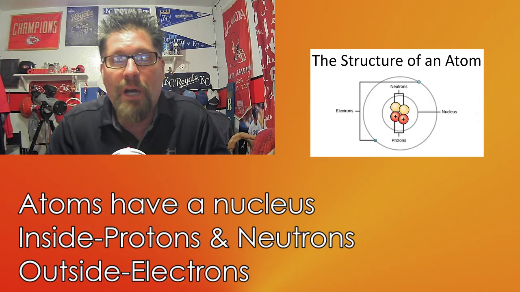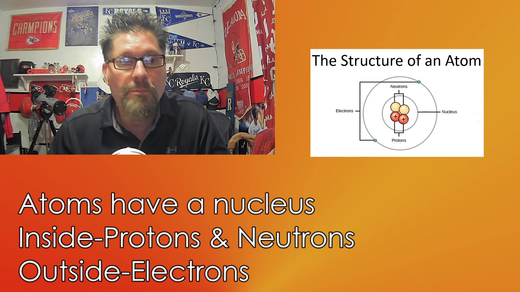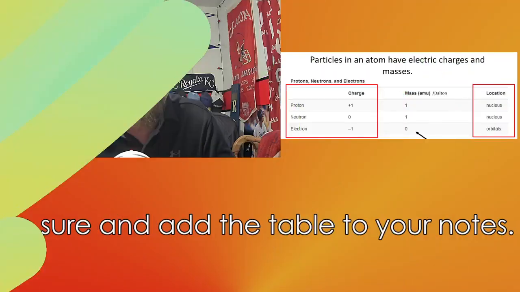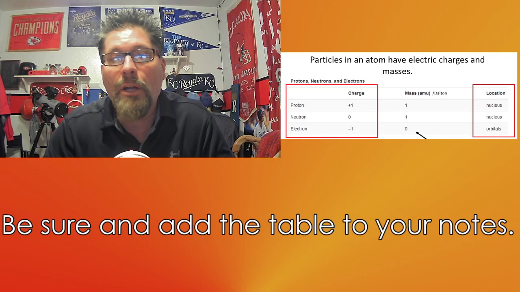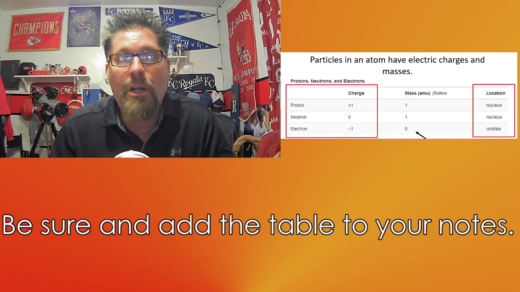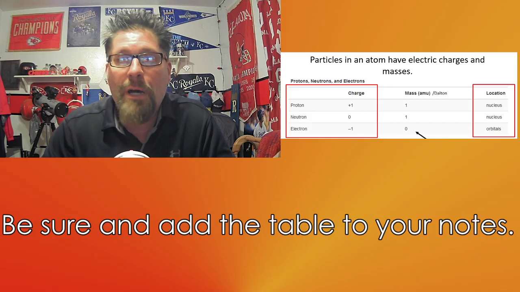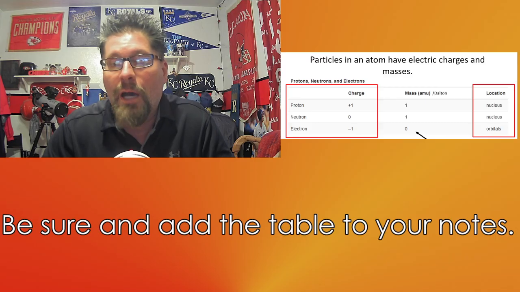And on the outside of that nucleus, in kind of a little cloud, on the shells, the energy levels, which we'll also talk about, are the electrons. In each of these subatomic particles, the protons, neutrons, and electrons, there's some information about them, and as you can see, it says there to add this table to your notes. But I am going to talk about it.